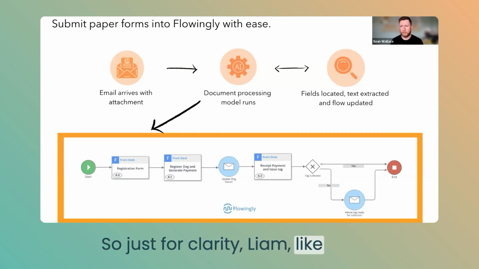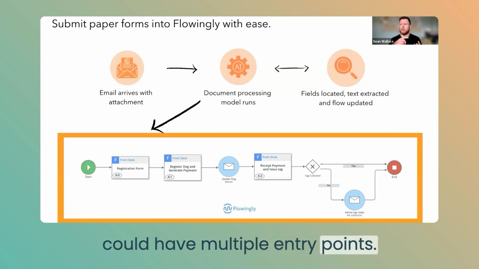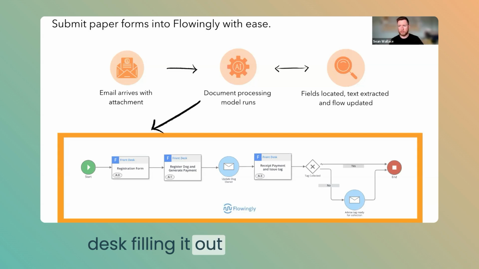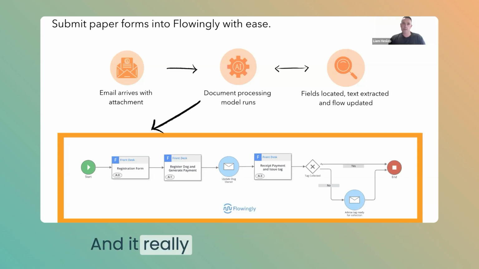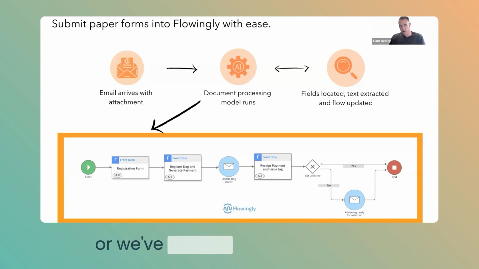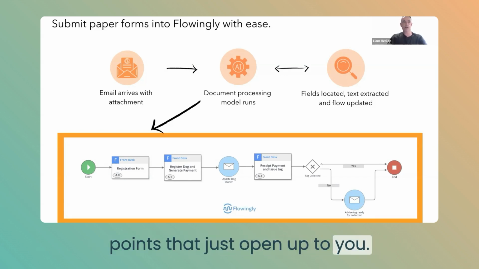So just for clarity, Liam, like you're saying, it's one workflow, but it could have multiple entry points. It could have the email coming in like you've just done. It could have someone at front desk filling it out, or someone filling it out on the council website, for example. Correct. Yeah. And it really means you can reduce that change management effort. You can say, we won't get rid of the forms, or we've already got a form on our website that we don't want to touch. You can keep that. There's all these different entry points that just open up to you.